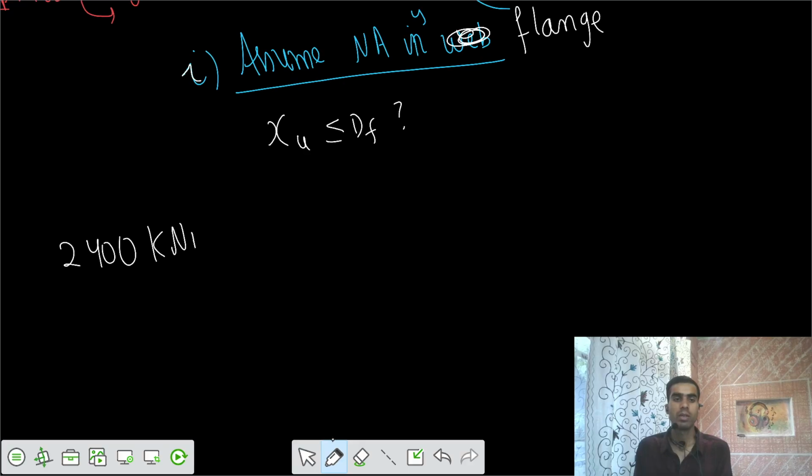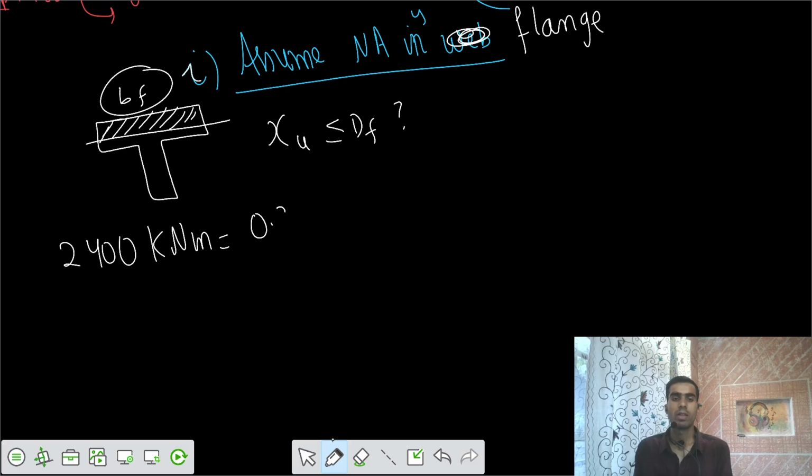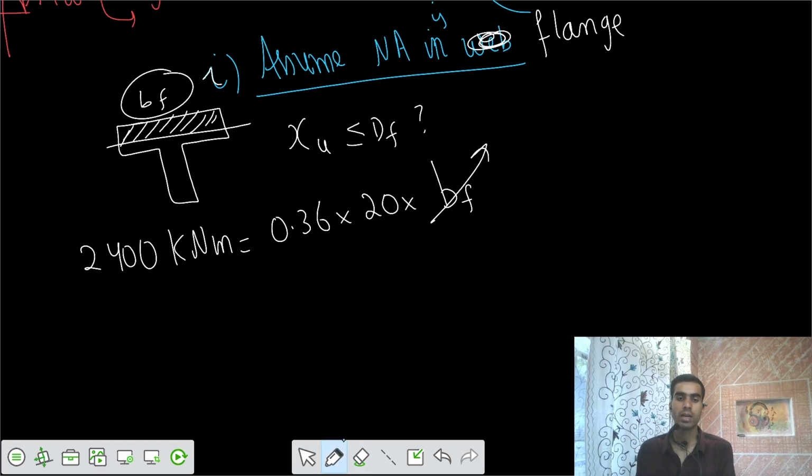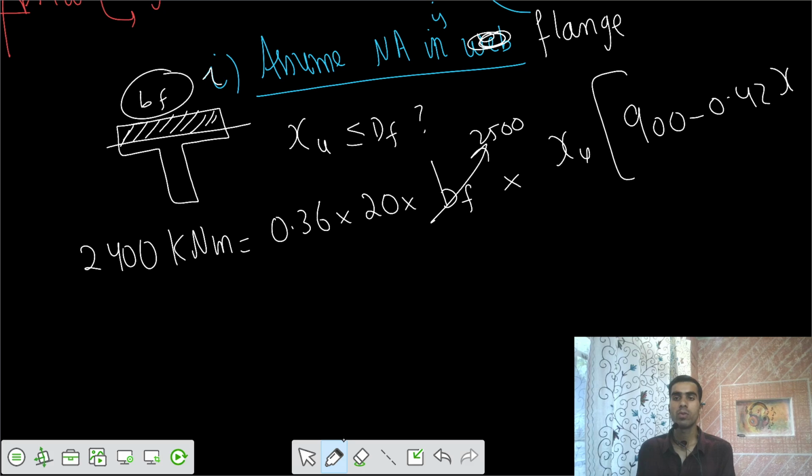2400 kilonewton meter should be equated to, when I say that it is in the flange, that means your section would be in this fashion. That means BF is accounted for here. So for that C force, we would write 0.36 FCK BF. What is the value of BF we have? BF equals 2500. Let's write here 2500 into XU. I don't know the value of XU. Then I know one thing, that's D minus 0.42 XU.